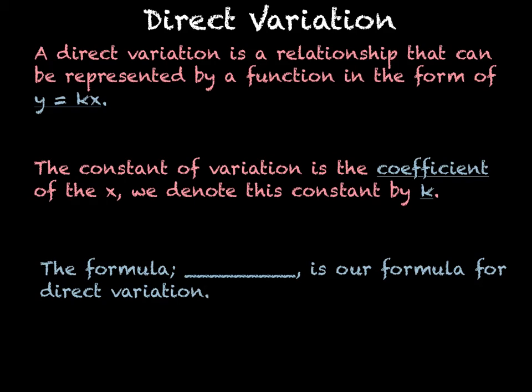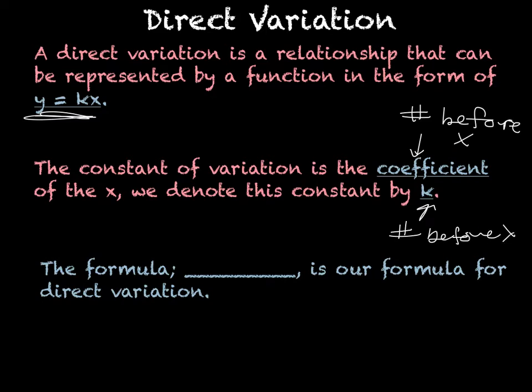Direct variation. A direct variation is a relationship that can be represented by a function in the form of y equals kx. Okay, so this is our common formula. The constant of variation is the coefficient, or the number before the x. So that will be our constant of variation, and we're going to call this constant of variation k.